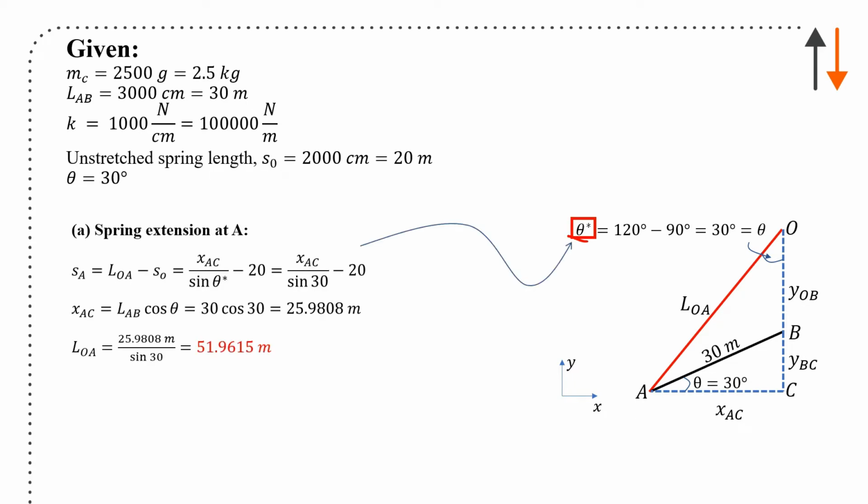Spring extension is going to be this distance divided by sine of theta star. And theta star, again, is right here. And minus that 20 meters that you were given as the unstretched length over here. X_AC then is equal to 25.9808 meters. That's a lot to include. And L_OA can then be calculated directly as 51.9615 meters. From that, you know what the spring extension is. So spring extension, subtract 20 from that, and you get 31.96 meters.